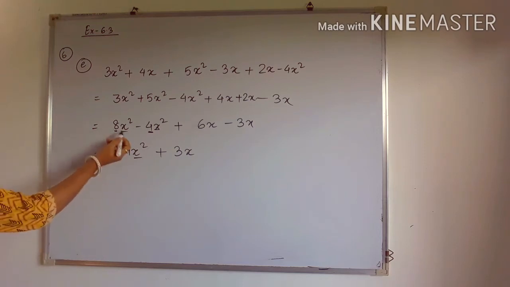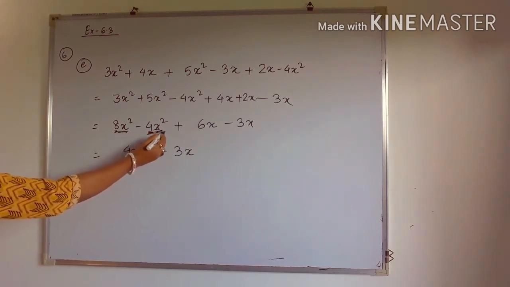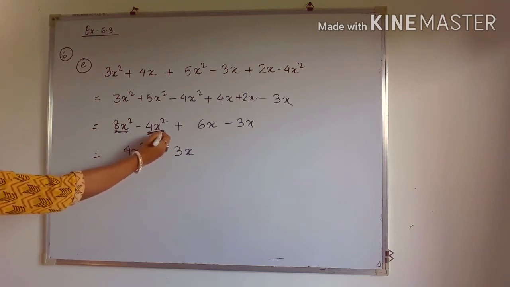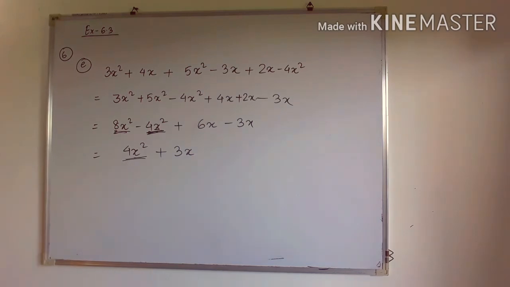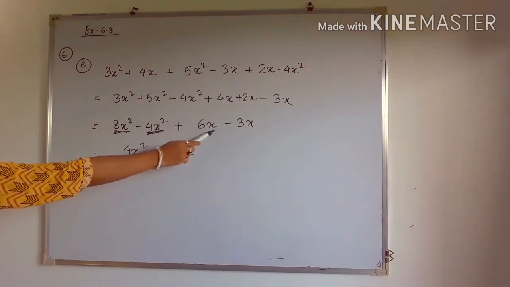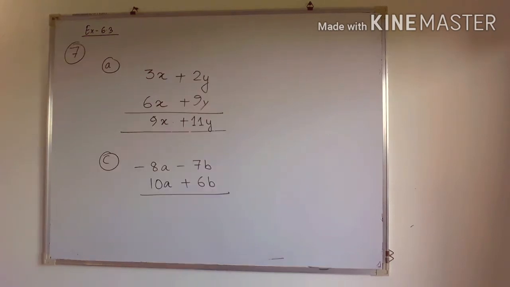The meaning of this is 8x squares are present here. Here how many x squares are present? 4 x squares are present. So if we subtract 4 x squares from 8 x squares, we will get 4x squared. Similarly, here 6 x are present, here 3 x are present. So if we subtract 3x from 6x, we will get 3x. So you have to remember that there will be no change in power if we add or subtract the like terms. Okay, so next is question number 7, A and C.